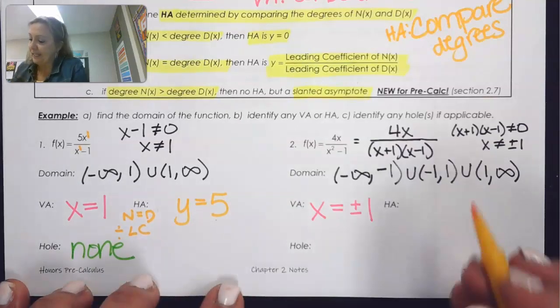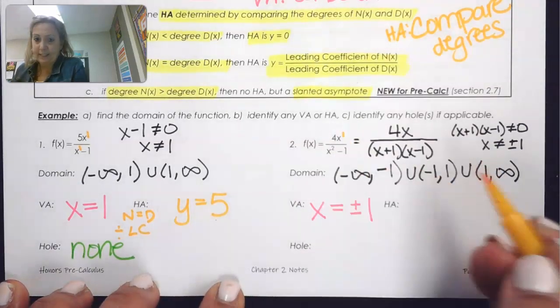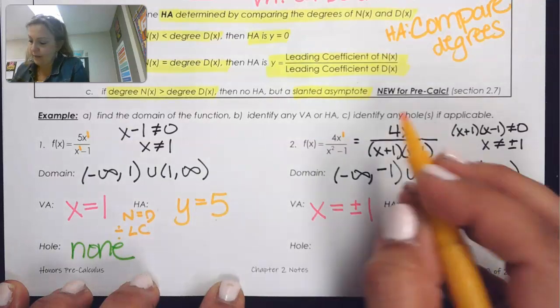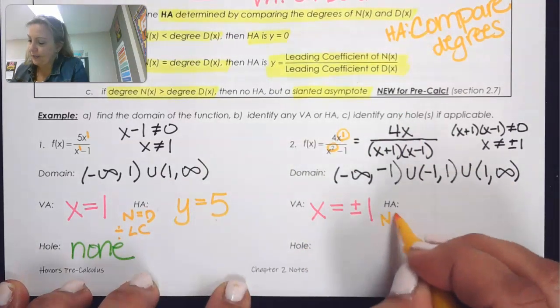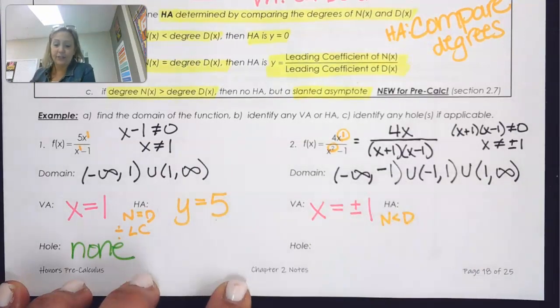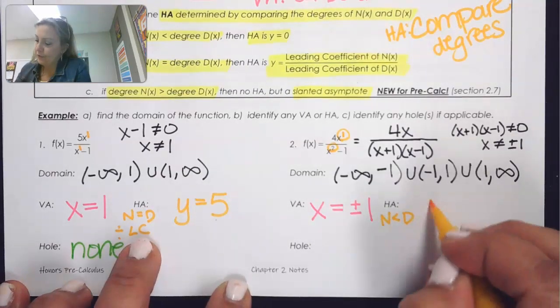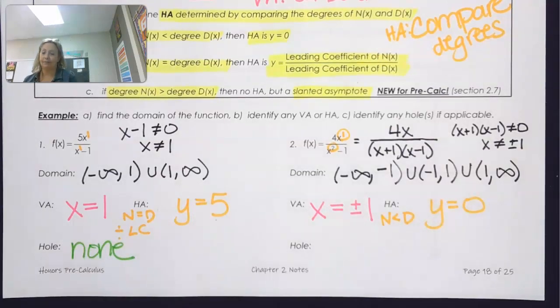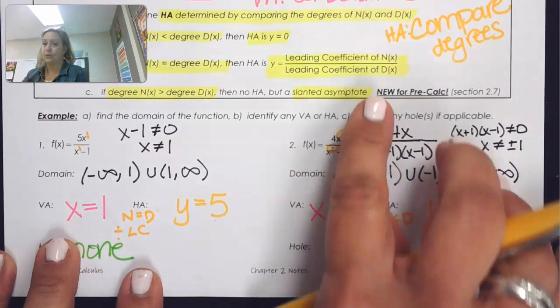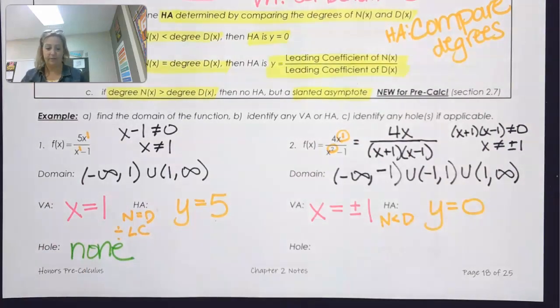And for horizontal asymptotes, I'm going to compare degrees. Here I have degree 1. Here I have degree 2. So I see that the degree of the numerator is less than the degree of the denominator. So my horizontal asymptote is at y equals 0. Okay, using the rules from our chart.